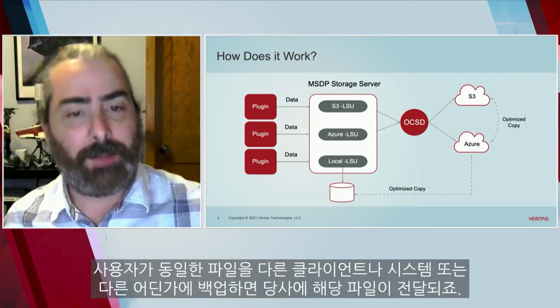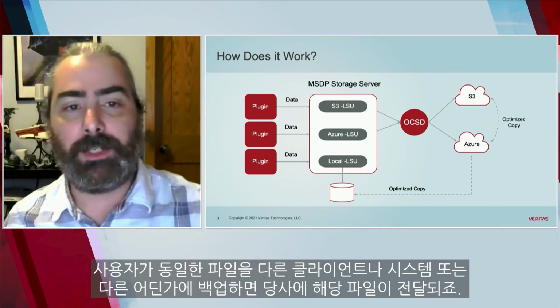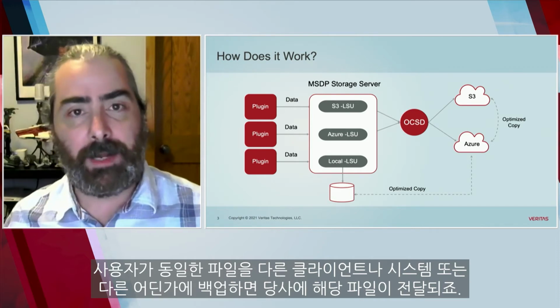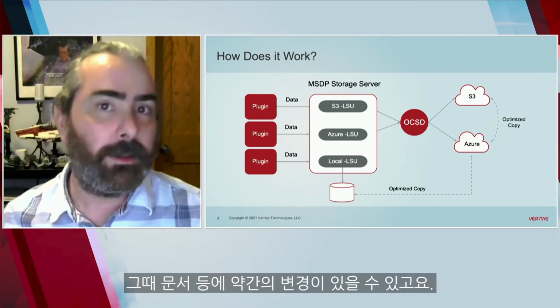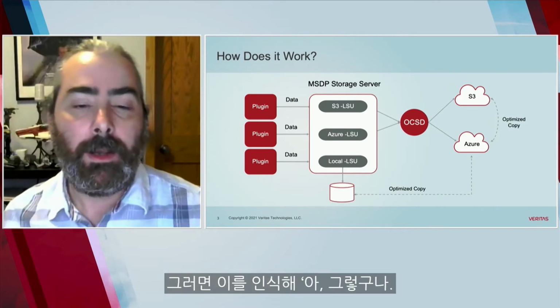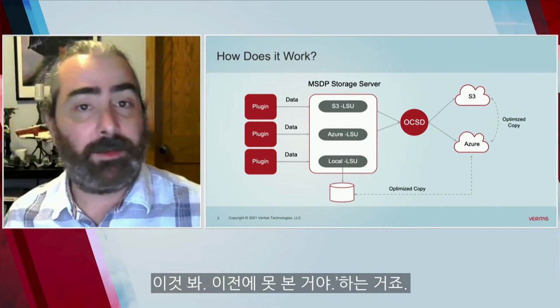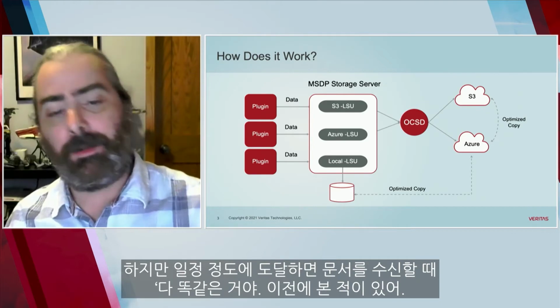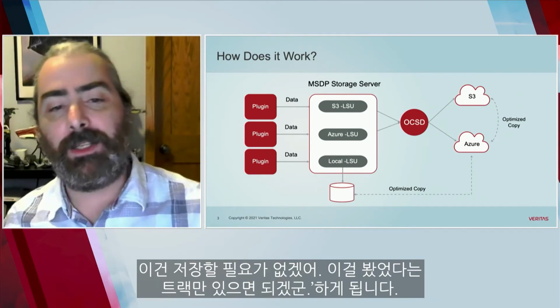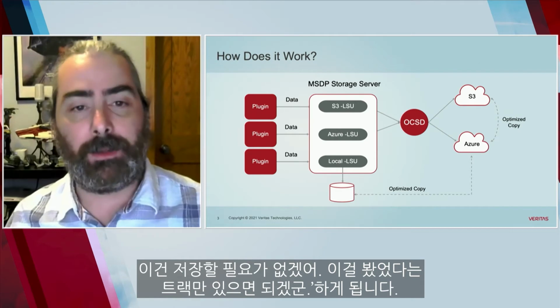But say you back up that same file on a different client or a different machine or somewhere else, and maybe there are some changes. Somebody tweaked that document or something like that. And so it'll pick up, oh yeah, look at these things, I haven't seen these bits before. But at some point, it's going to get to a part of the document and be like, all these segments, I've seen these before. I don't need to store these. I just need to track that I've seen these.